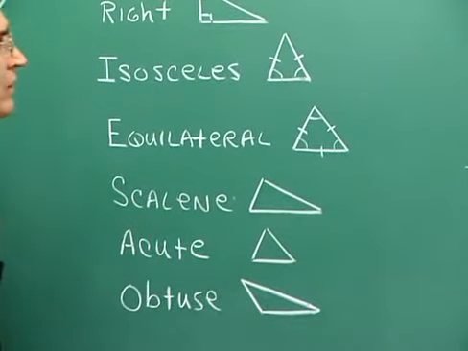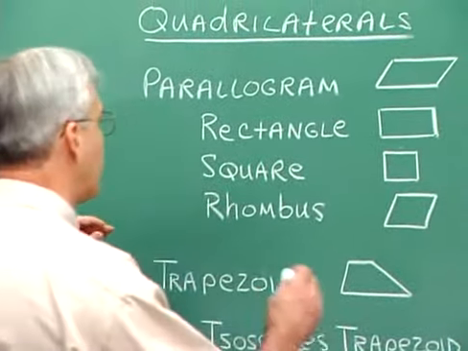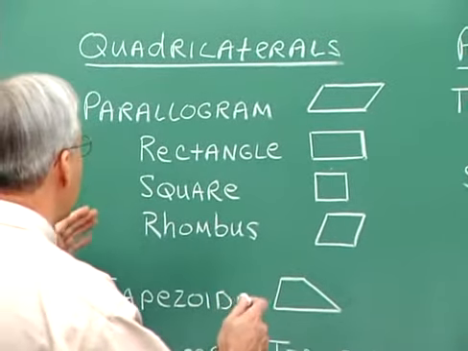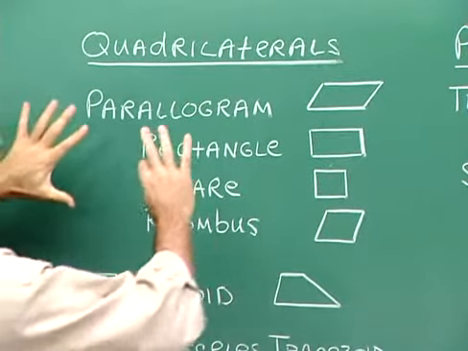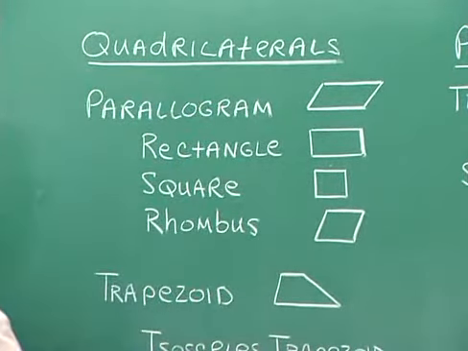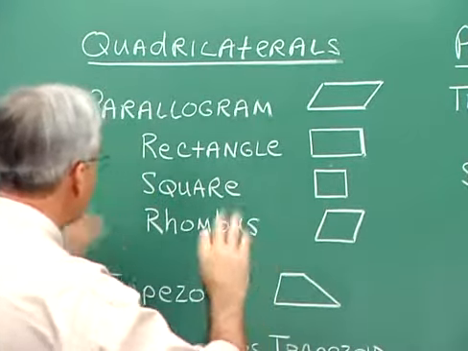Let's talk about some quadrilaterals. We talked about some quadrilaterals earlier. We talked actually about three of them. I think the square, the rectangle, and the parallelogram. But let's talk generally about quadrilaterals. These are just four-sided figures. That's all there is to it.